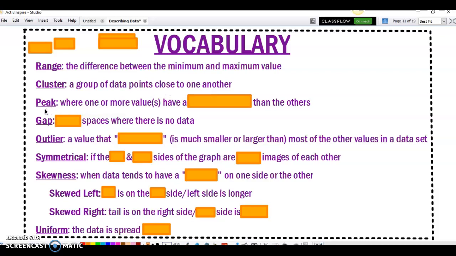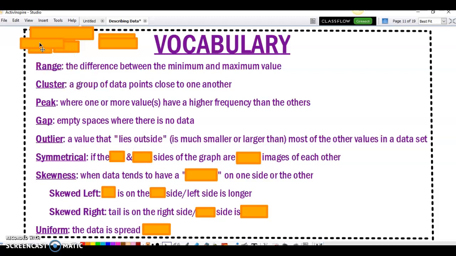A peak, think of a mountain, where one or more values have a higher frequency than the others. Gap is where you've got some empty spaces where there is no data. An outlier is a value that lies outside, or is much smaller or larger than most of the other values in a data set. Symmetrical is where the left and right sides of your graph are mirror images of each other.